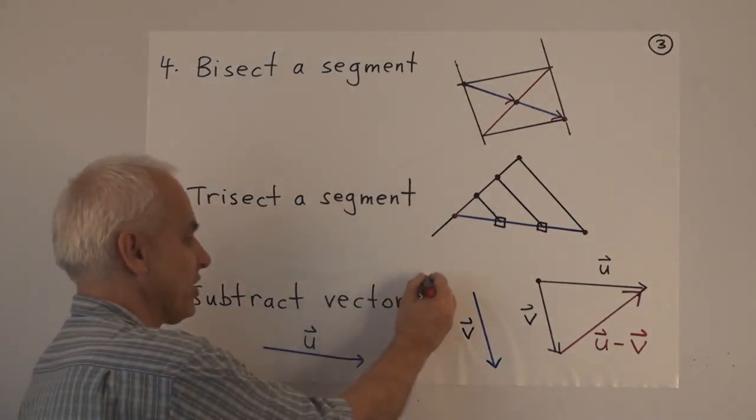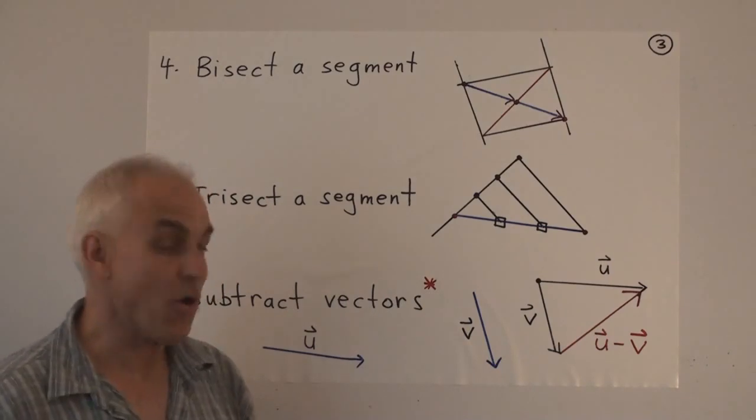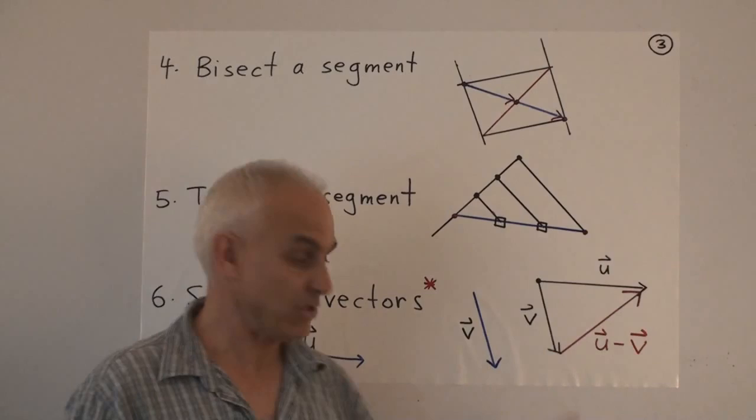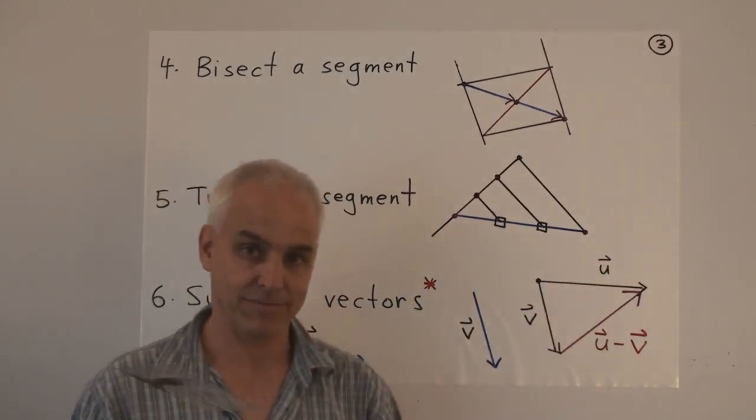This is a very important construction. We'll put a little star beside it. Make sure that you know how to form the difference between two vectors and know what the difference means in terms of this particular little triangle.